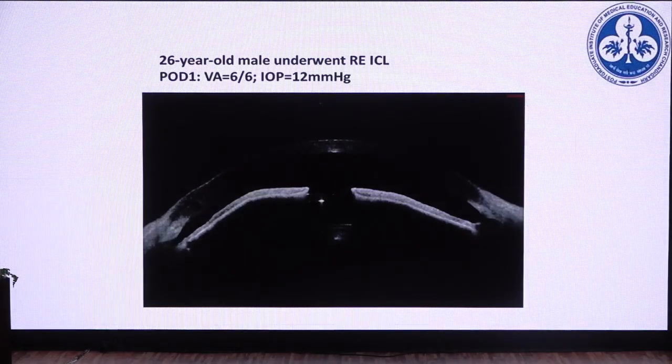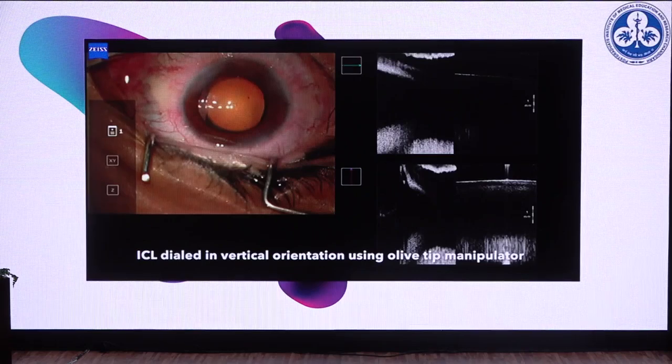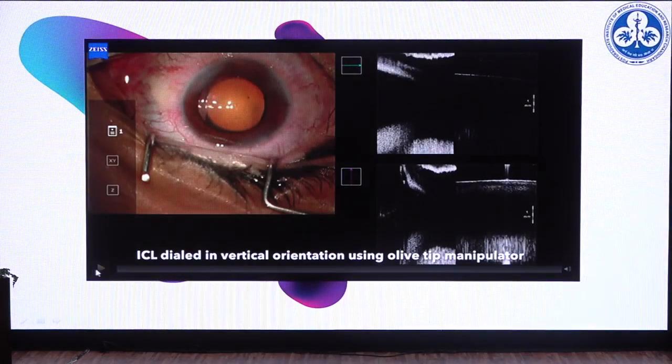This is a case of a 26-year-old male. He had undergone ICL and vision was good, but here we can see that the vault is quite high, almost around 960 microns. Because it was a non-toric ICL, we took him up for ICL dialing. As we know, this video is not playing. So we dialed the ICL into the vertical configuration, because the ICL is usually in the horizontal configuration, and we all should know that the sulcus is vertically oval. So when you have a vertically oval sulcus, you can get some flattening of the vault by just rotating it into the vertical configuration, as long as it's not a toric ICL.